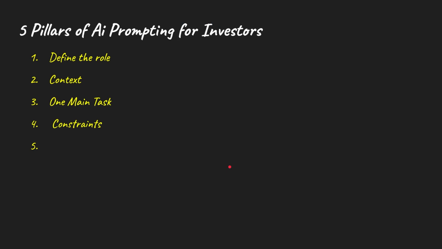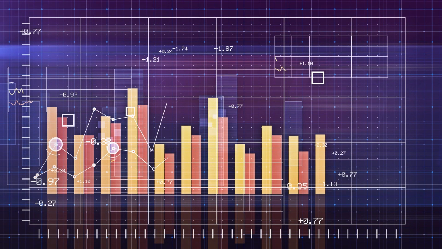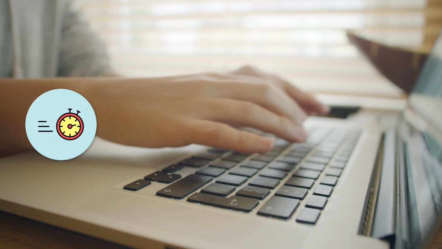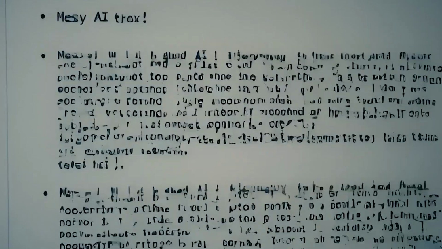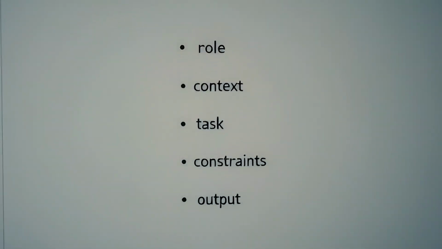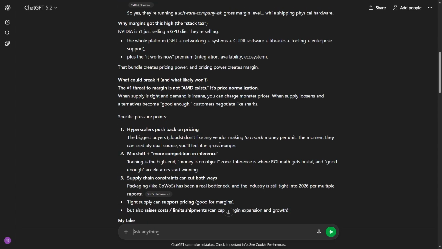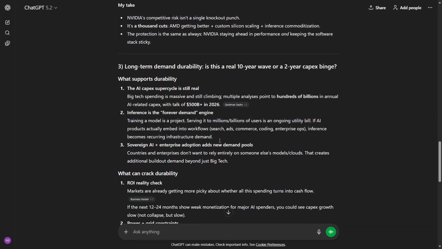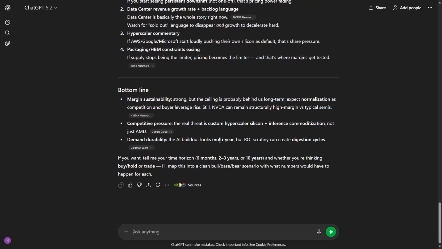Now comes the fourth rule, and this is where quality really improves. Constraints. Constraints tell AI what to ignore. This is incredibly important for stock analysis because markets are full of noise. When you explicitly tell AI to ignore short-term stock price movements, speculative forecasts, and hype narratives, you immediately improve the quality of the output. Constraints don't make AI less intelligent. They remove distractions. For example, when analyzing a company like Nvidia, constraints prevent AI from turning into an AI hype cheerleader. Instead, it focuses on margin sustainability, competitive pressure, and long-term demand durability. Constraints keep the analysis grounded in reality.